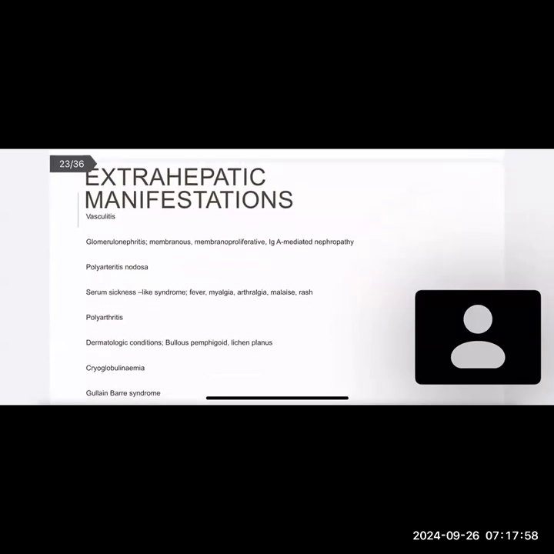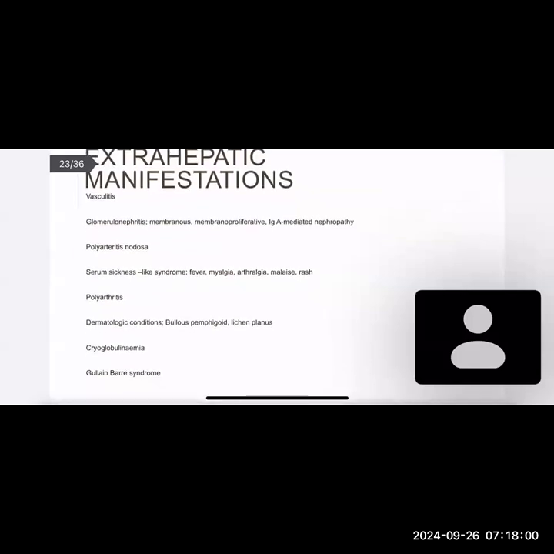Extrahepatic manifestations could also occur in patients who have hepatitis B virus infection. They could have vasculitis, they could have glomerulonephritis, either the membranous type, the membranoproliferative type, or the immunoglobulin A-mediated nephropathy. Polyarteritis nodosa could also be seen in them, the medium vessel vasculitis. They could have serum sickness-like syndromes where they have fever, myalgia, arthralgia, malaise, and rash. Some might even go on to have polyarteritis.